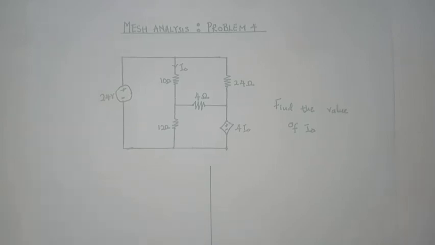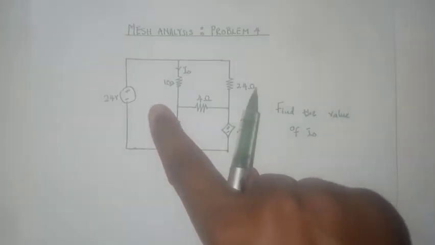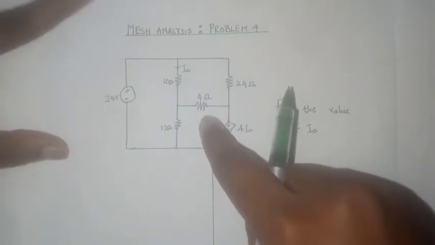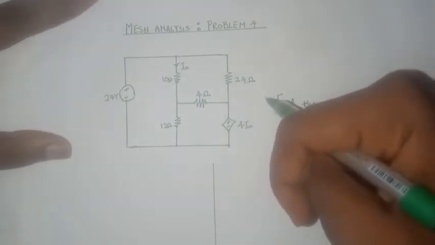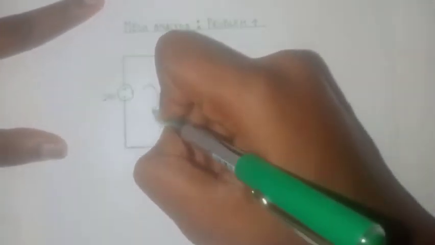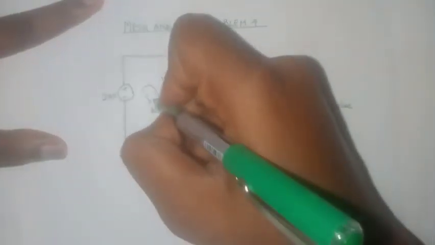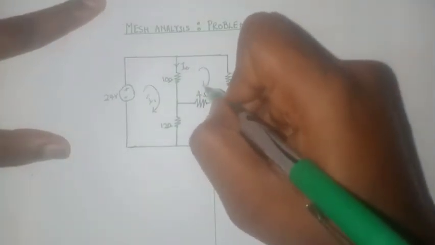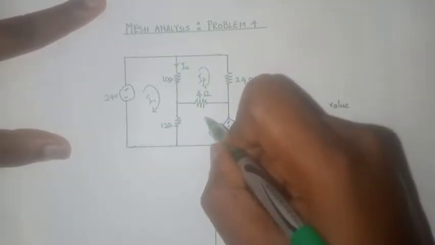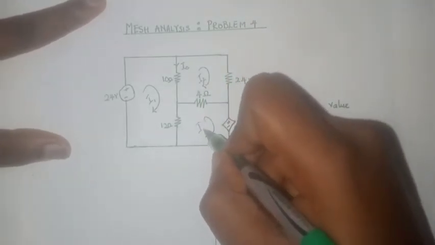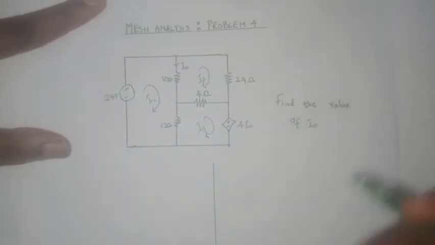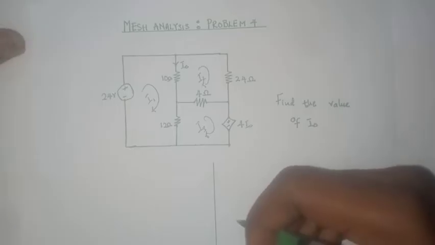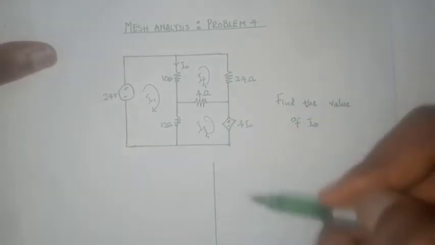Using mesh analysis, the first thing we want to do is identify our meshes. In this problem, we have three meshes: mesh 1, mesh 2, and mesh 3. The next thing we do is assign currents to each mesh. So let's call this I1, this I2, and this I3.